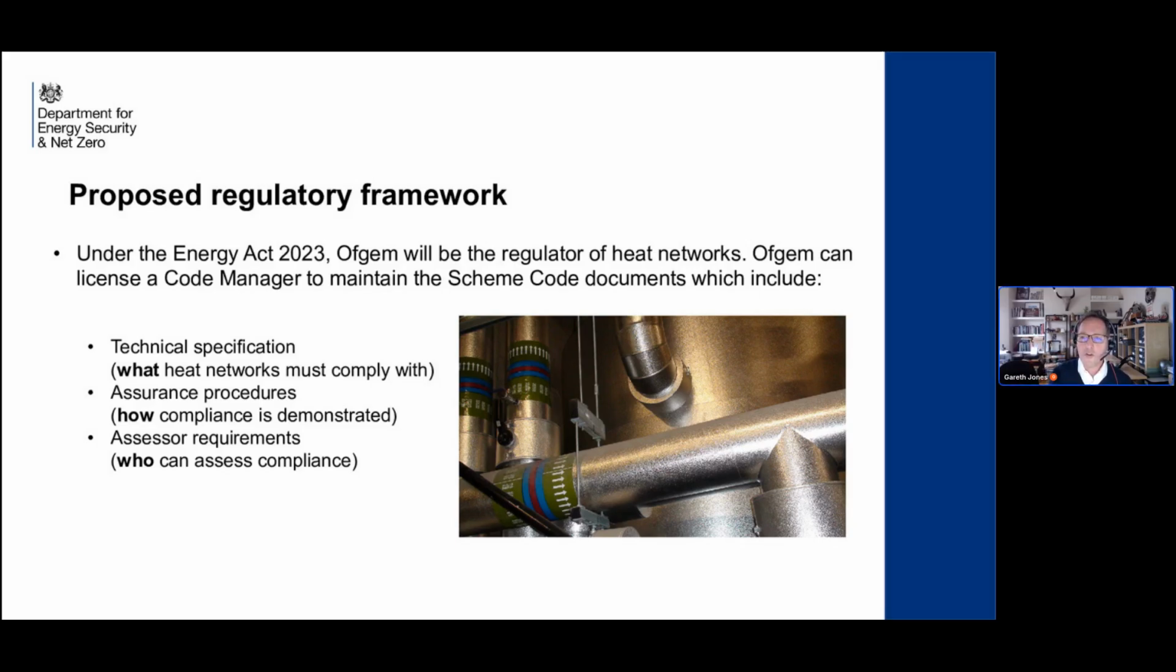Those code documents include a technical specification, which sets out what heat networks must comply with. It sets out assurance procedures. So again, this is a technical assurance scheme. So how responsible parties demonstrate compliance with the technical specification. And it also sets out assessor requirements. So who can assess compliance and what processes do they need to have in place. So those are the three core documents underneath the code.